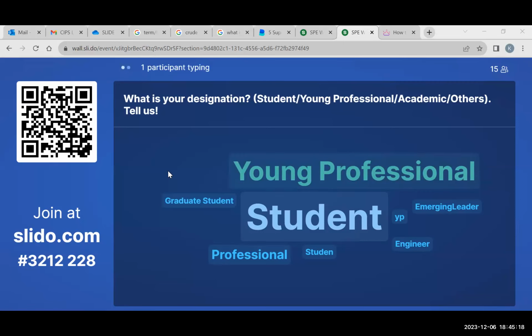And the majority seems to be young professionals and students. And like I said earlier, I can assure you that you are really, really going to enjoy this session.